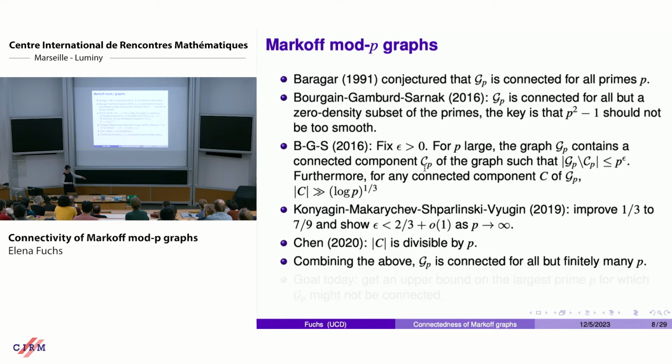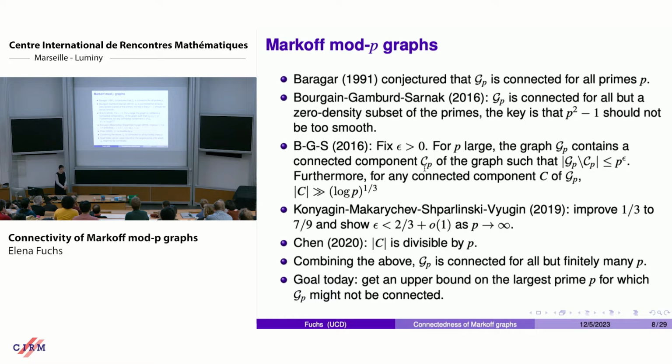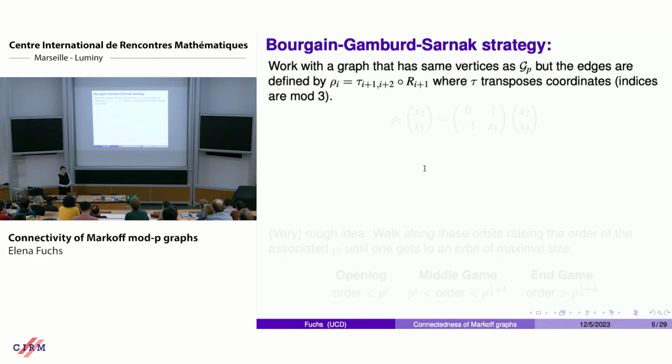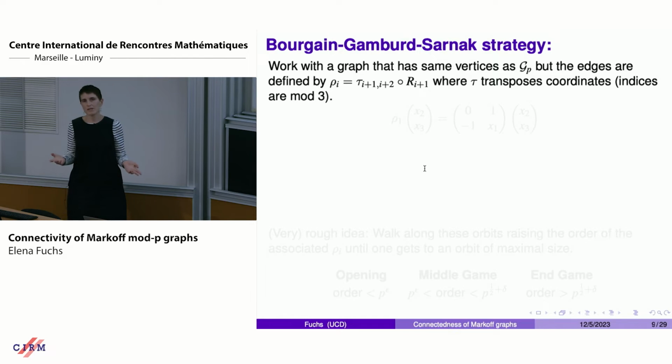What point that is, is a different question. But for all but finitely many primes p, GP is connected. An improvement over the first result that for all but a zero density subset of the primes, GP is connected. So what I want to talk about in this talk is an upper bound on the largest prime p for which GP is maybe not connected, and generally what happens for the smaller primes as well. For that, basically the only way anybody has right now to walk around this Markoff mod p graph is the strategy that Bourgain, Gamburd, and Sarnak used to prove the connectivity.